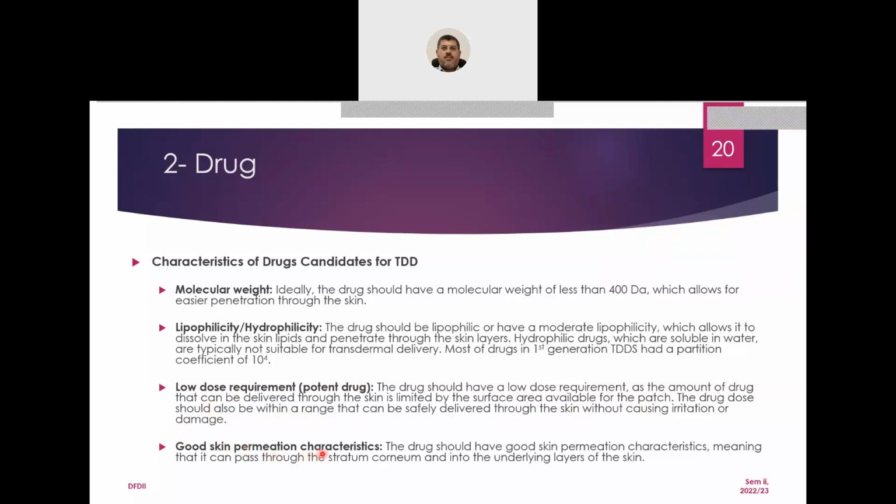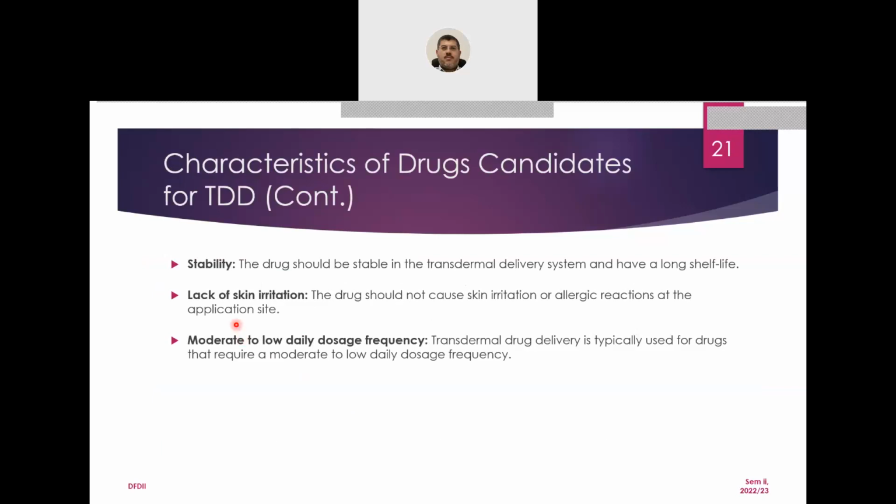Another requirement for the drug is to have good skin permeation characteristics, meaning that it can pass through the stratum corneum and into the underlying layers of the skin. So it should have a good permeability coefficient. The drugs also must be stable in the transdermal delivery system and have a long shelf life. So we should use stable drugs. At the same time, we have to blend the drug with excipients that are compatible with it and will not affect its stability. The drug should lack skin irritation; it will not cause irritation upon application to the skin. And we include drugs in transdermal drug delivery systems in order to reduce the frequency of administration. So if we want a low dosing frequency for this drug, then it is suitable to be used for transdermal drug delivery.